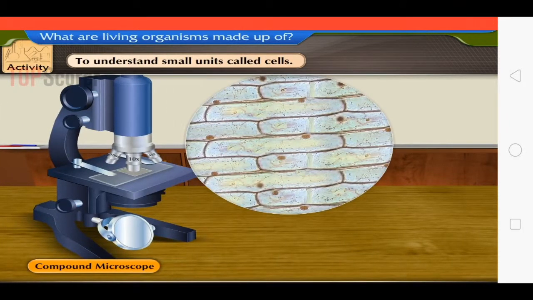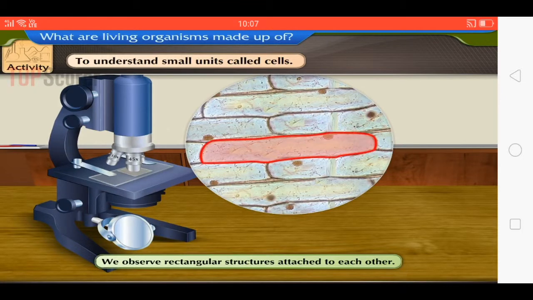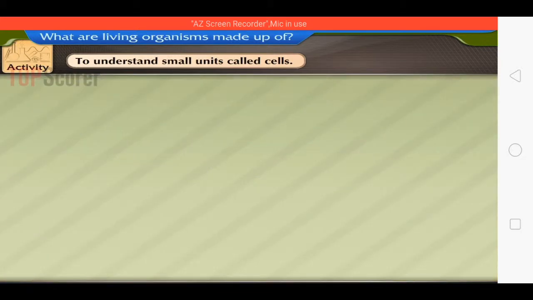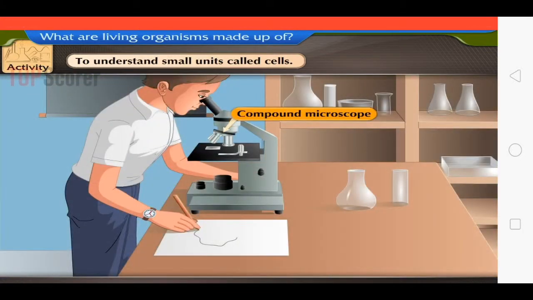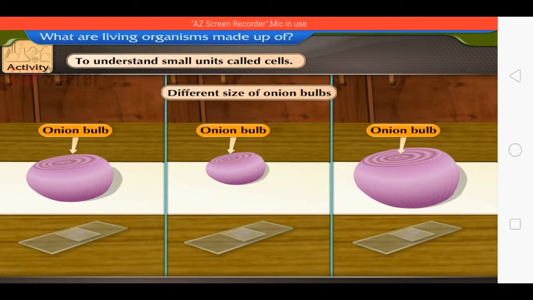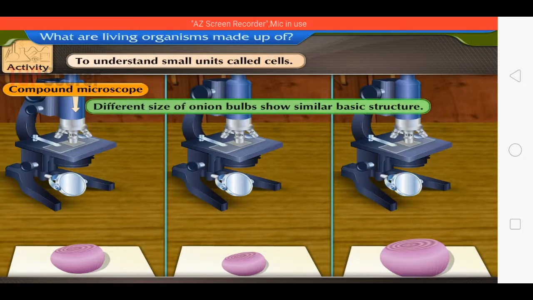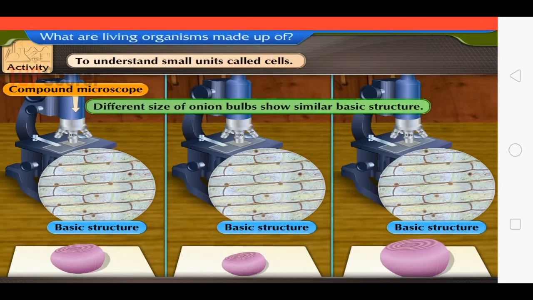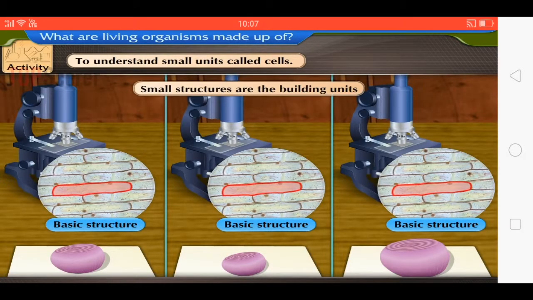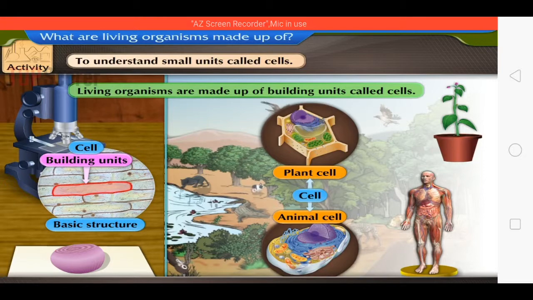Observe the peel under a compound microscope. Focus the slide first under low power and then turn it on high power. We observe rectangular structures attached to each other. Try and draw these structures on a paper. Repeat the same experiment with different sizes of onion bulbs. What do you observe? You would observe that all the different sizes of onion bulbs show similar basic structures. These small structures are the building units for an onion bulb. Similarly, all living organisms are made up of building units called cells.